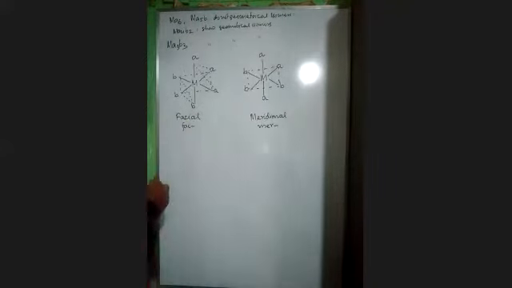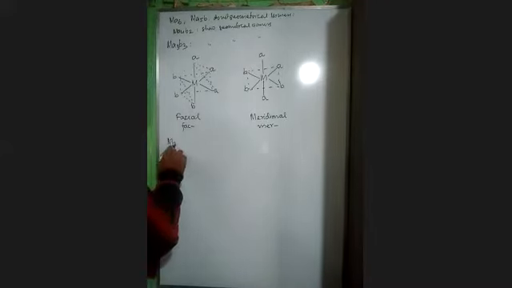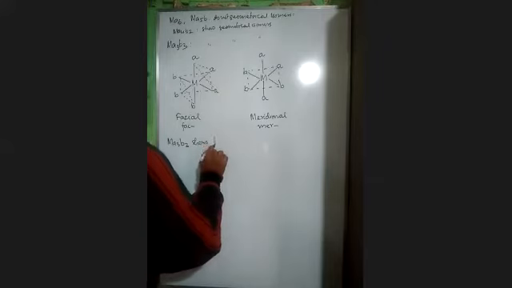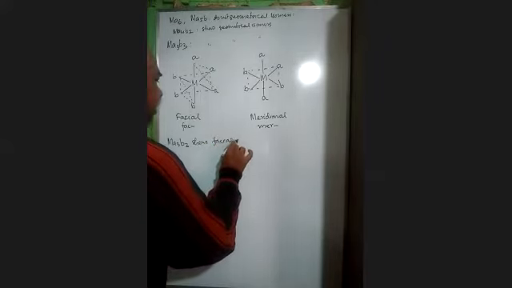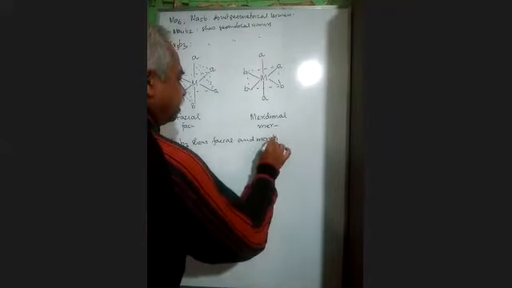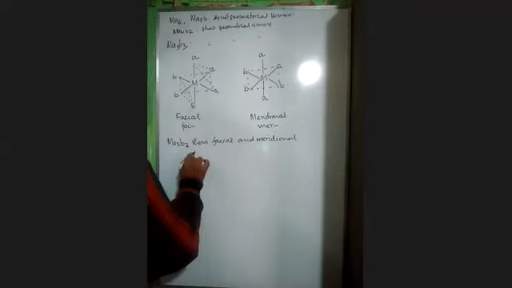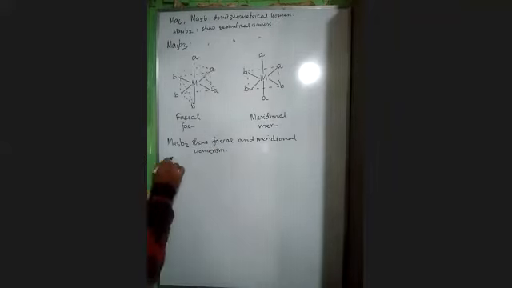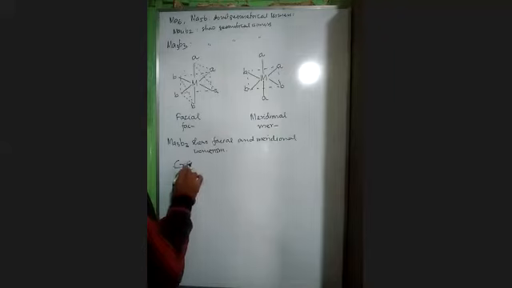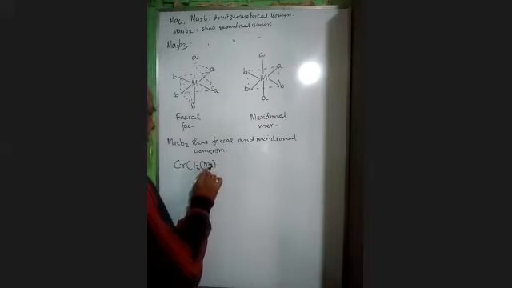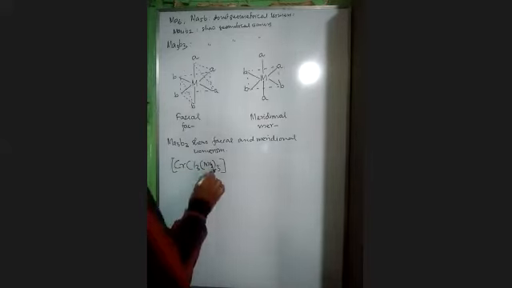So MA3B3 shows facial and meridional isomers. Okay, so please draw this one. This is a very popular example. Okay, please write the structure of this. Very simple.